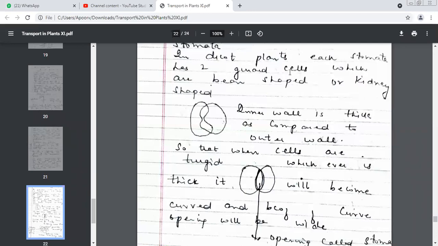So here which one was thicker, inner or outer? The inner wall. And because of this becoming curved, the stomata will open. If you see this structure, these are the two guard cells, and in the middle, this dark structure which I have drawn is the single opening, which is called a stoma. Stoma. Okay.